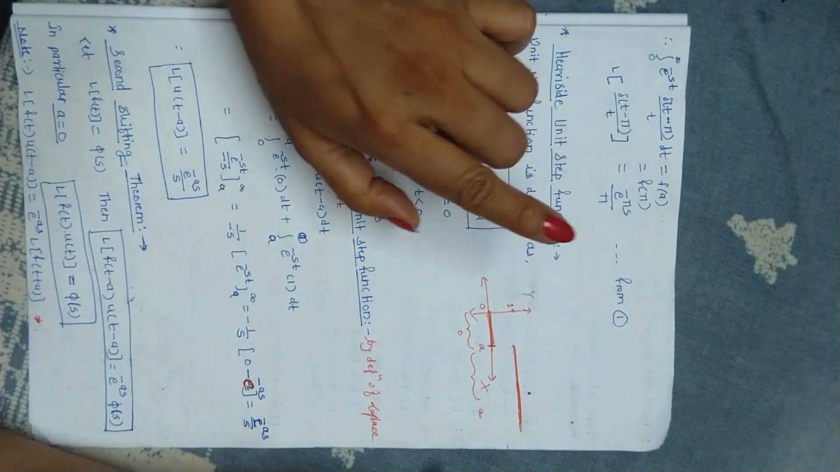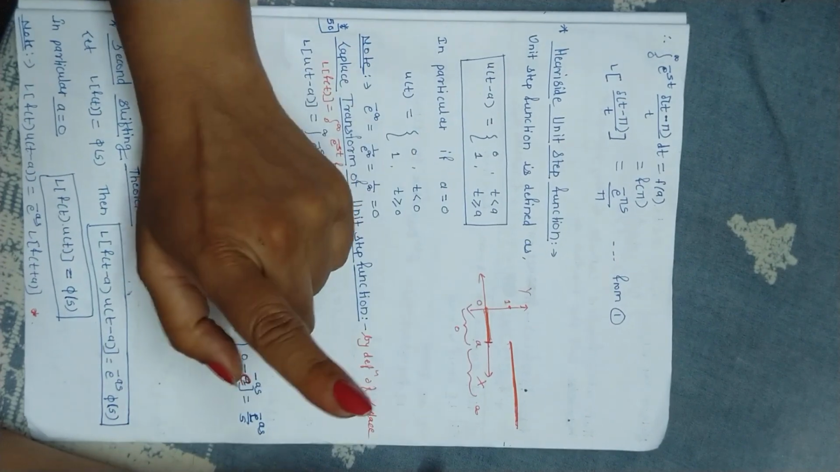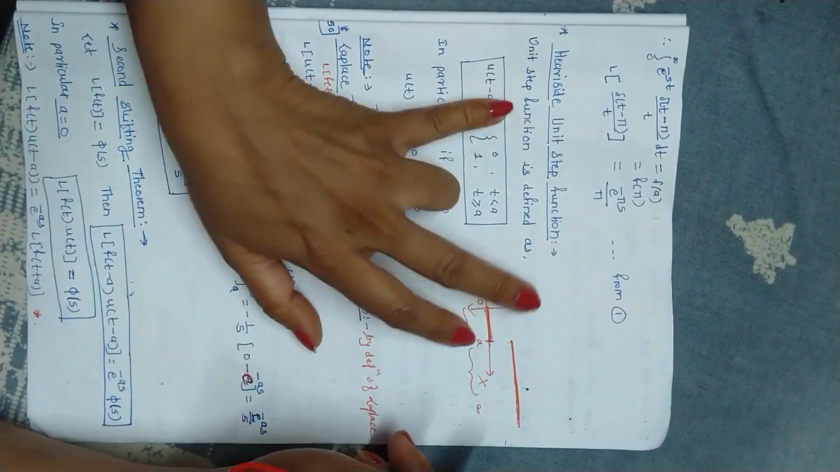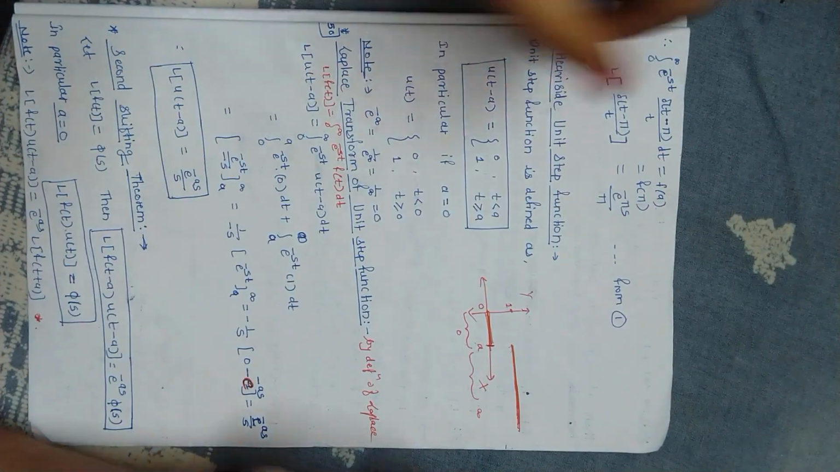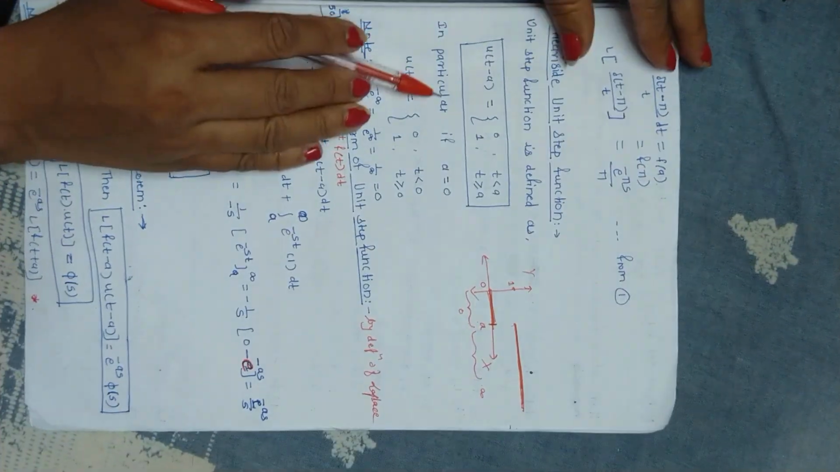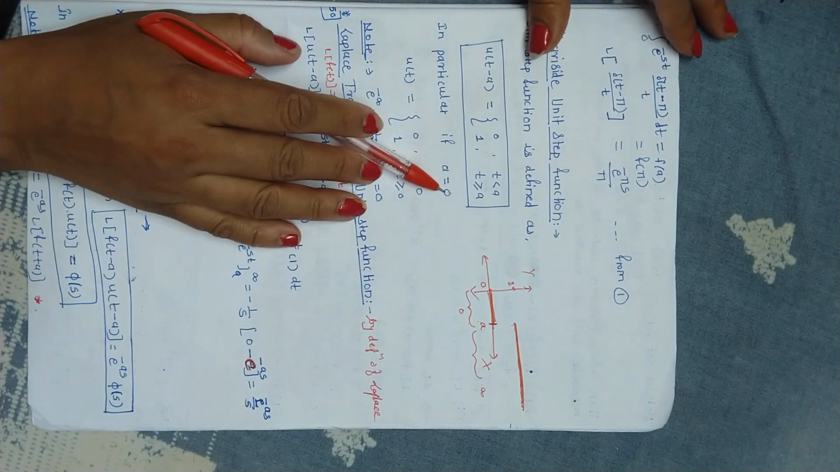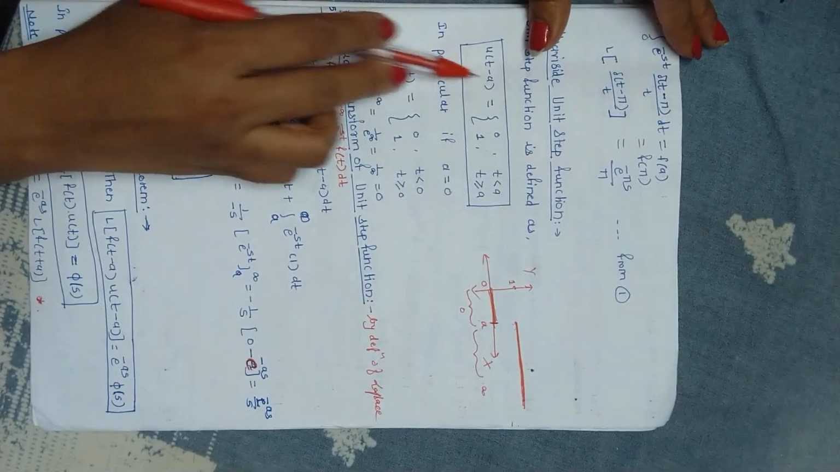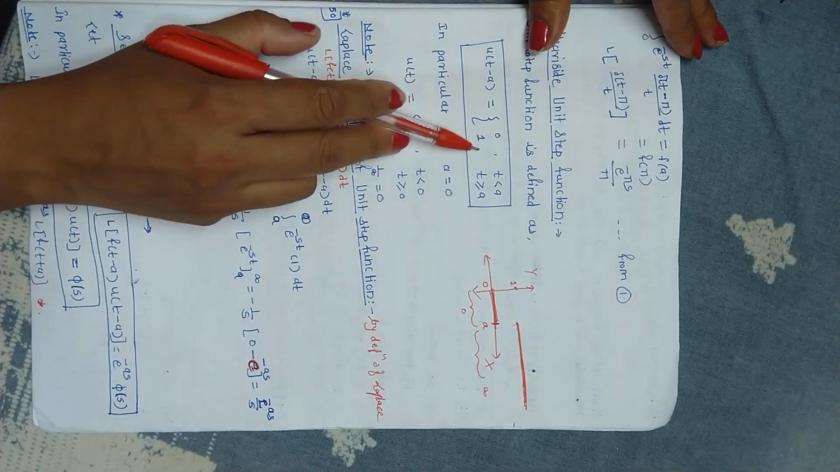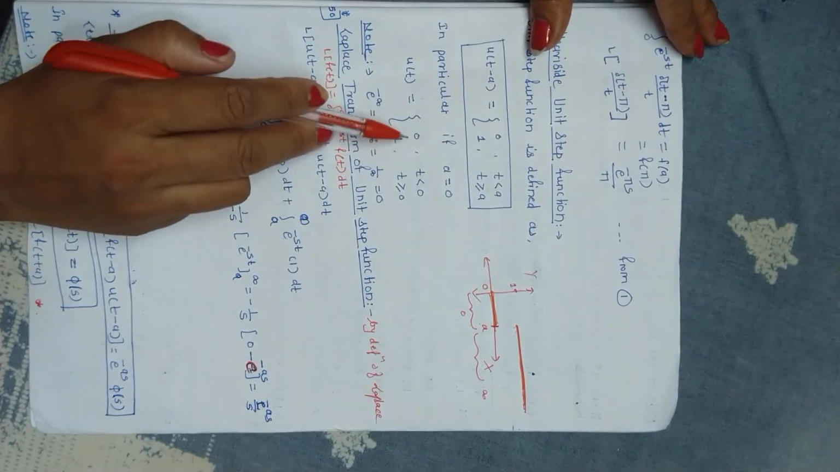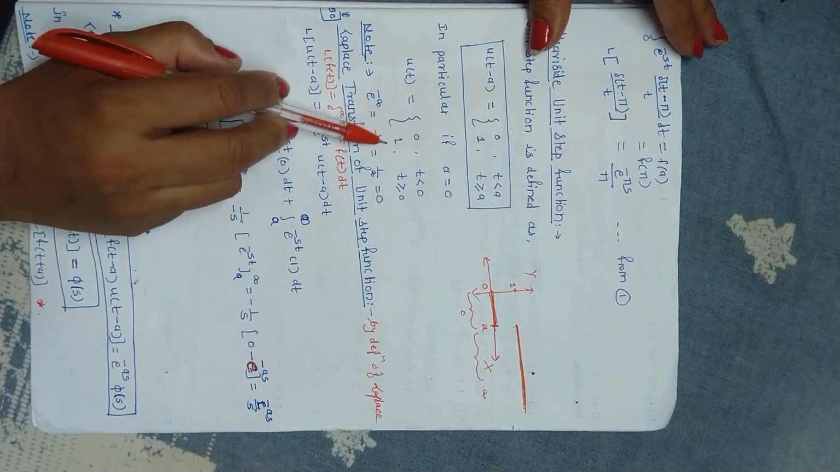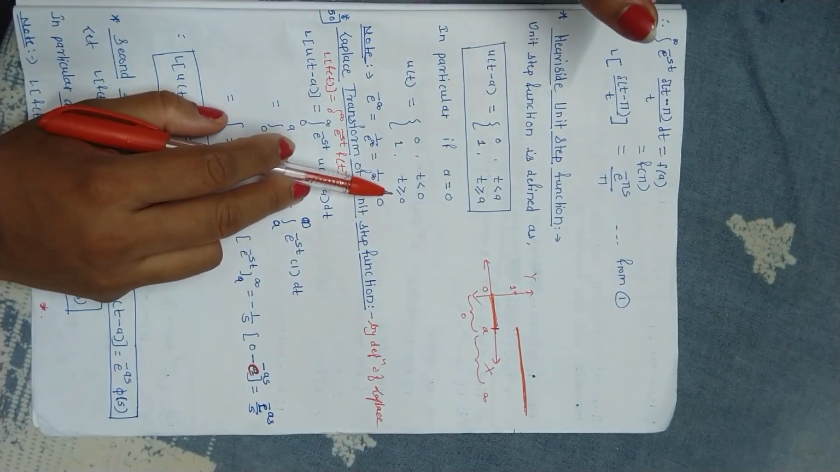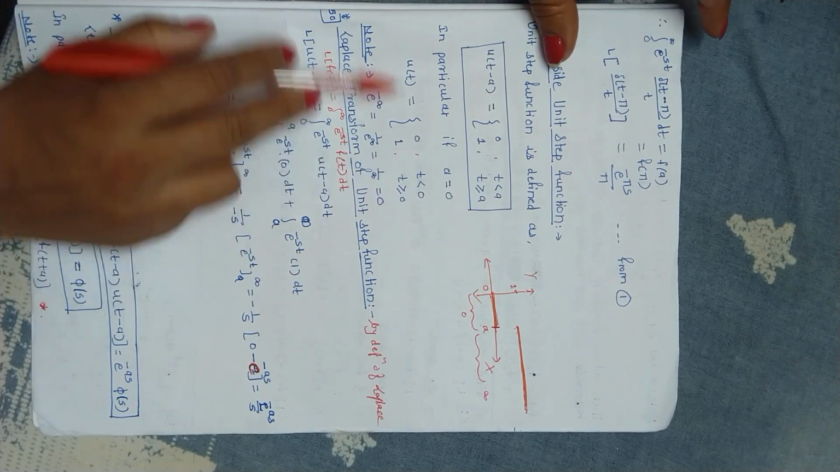And why unit step function? The value other than 0 is 1 only. It is 1 or 0. That's why the non-zero number is only 1, and that's why it is called the unit step function. Now this is the definition. Now in particular, if a is equal to 0, this is a particular case. Put a equal to 0 everywhere. What do we get? u(t) is equal to, and here it doesn't contain any a, so it remains as it is: 0 for t less than 0 and 1 for t greater than or equal to 0. Okay, this is the particular case.